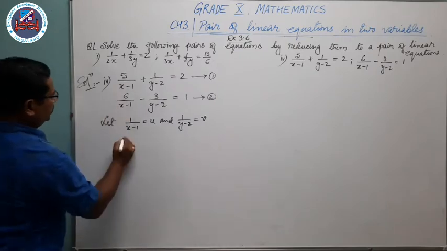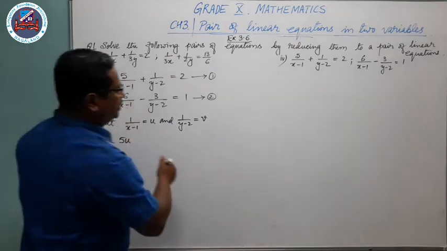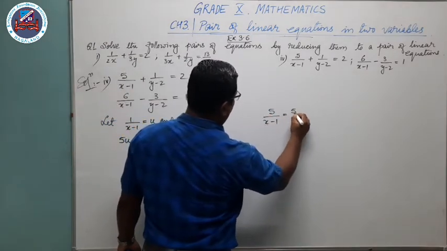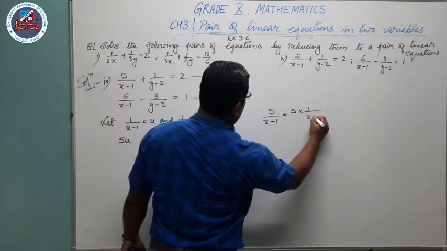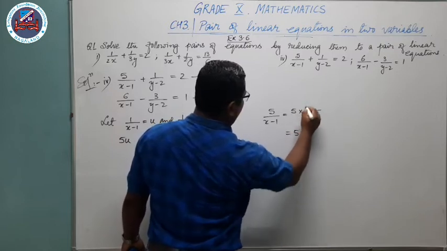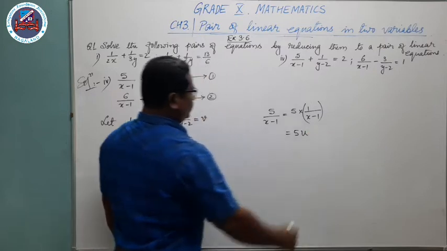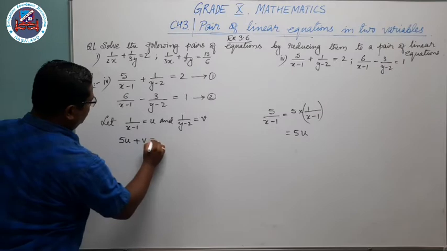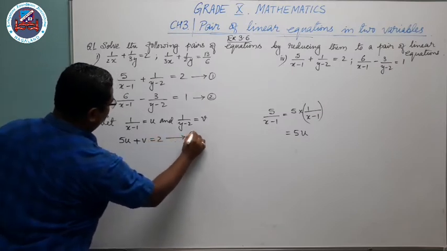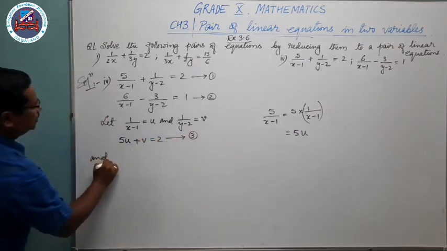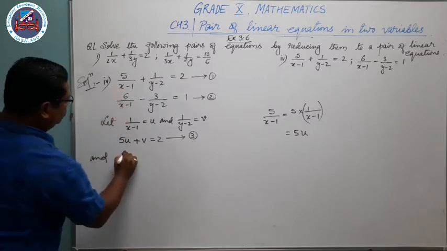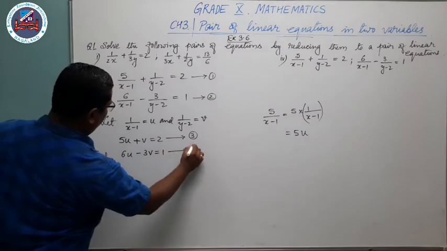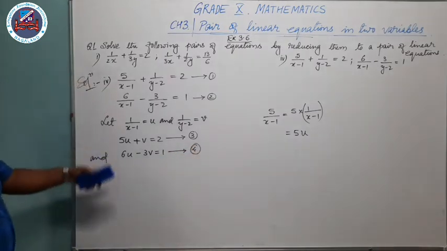Then the first equation will become 5u. 5 by x minus 1 is equal to 5 into 1 by x minus 1. You can write it like this: 5, and this whole thing is u. So it will be 5u, and this will be plus v is equal to 2. Let us mark this as equation number 3. And the second equation, 6u minus 3v is equal to 1, is equation number 4. Now we'll solve this 3 and 4.